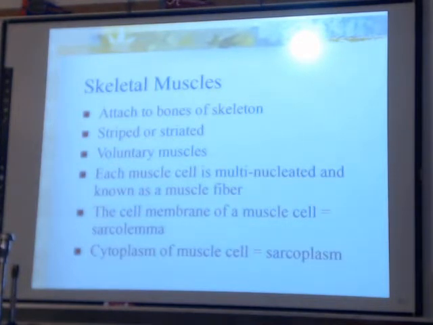The cell membrane of the muscle cell is called the sarcolemma. So you'll want to remember that. The cell membrane of the muscle cell is called the sarcolemma. That's the membrane around the outer part of the cell. The cytoplasm of the cell is sarcoplasm. So cytoplasm is kind of the jelly stuff that holds all the organelles together inside the cell. Cytoplasm in a normal cell is called cytoplasm, but in a skeletal muscle cell, it's called sarcoplasm.